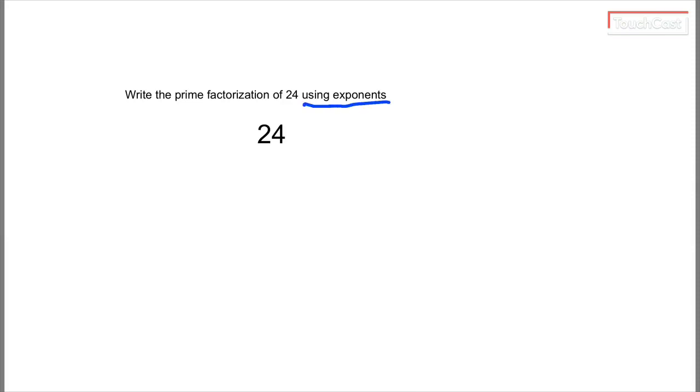using exponents. And to do that, we're going to do what's called a factor tree. So we can use any numbers that would multiply together to give us 24. So let's use 4 and 6, for example. You could do 2 and 12. You could do 8 and 3. The only ones that are not allowed are 1 and whatever the number is.